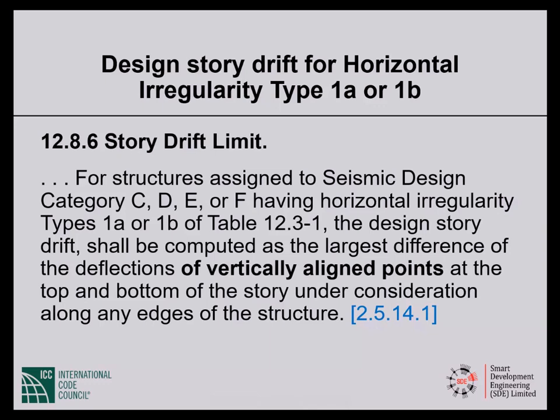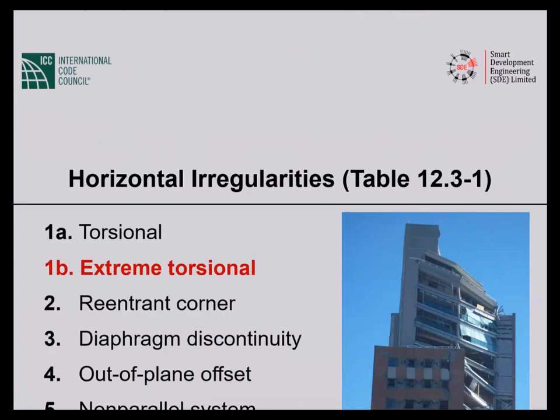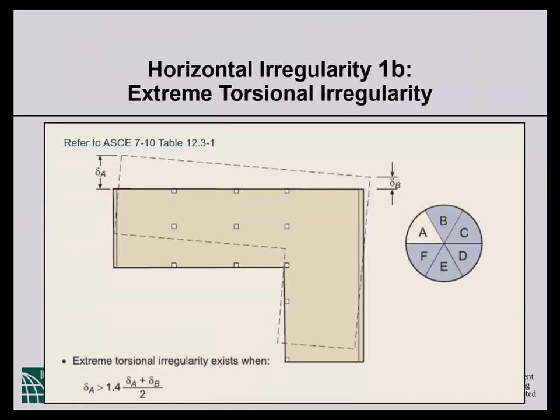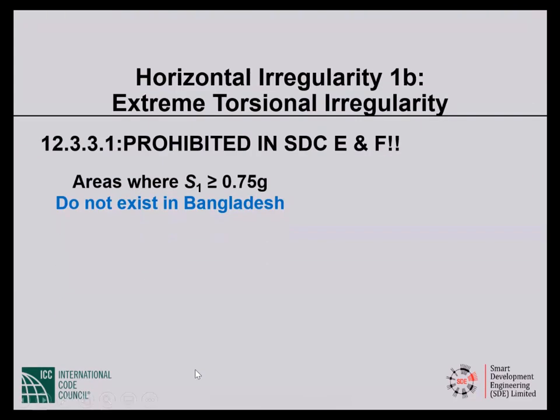Okay, so this is a requirement, and theoretically you have to go around the perimeter figuring out the largest difference, but most of the time by inspection, we know where the largest difference is likely to be, and that's where we concentrate. So from torsional to extreme torsional, 1B. Now the maximum is larger than 140% of average.